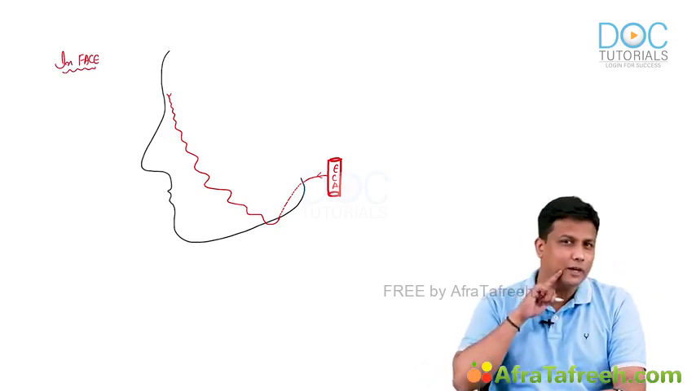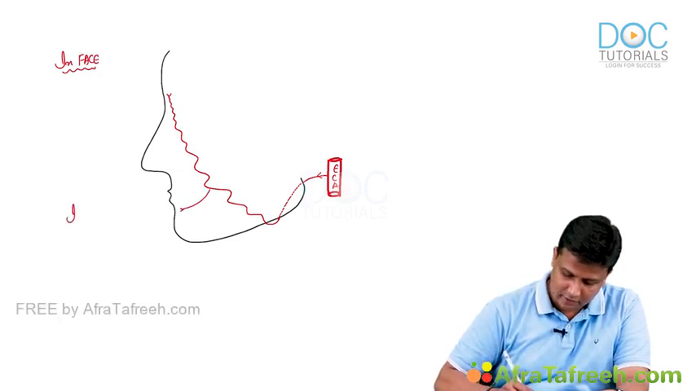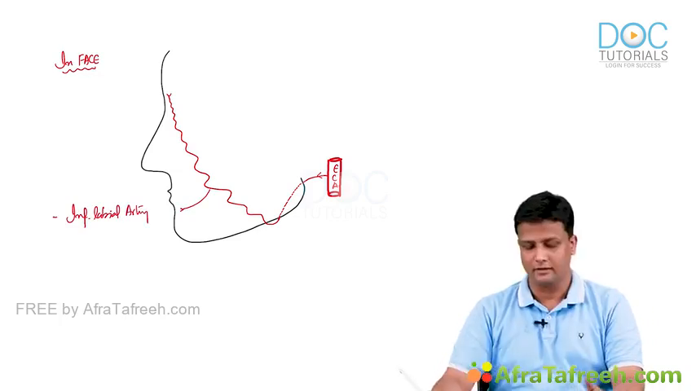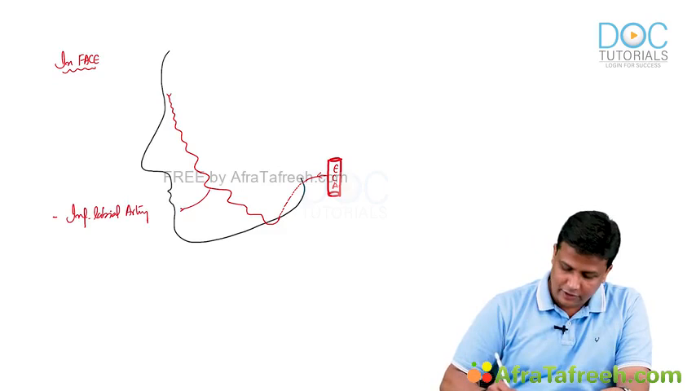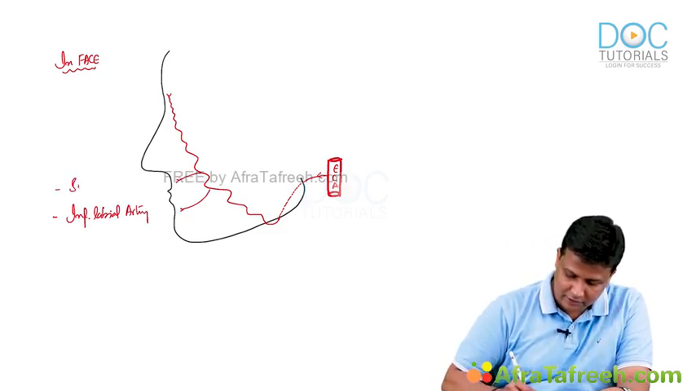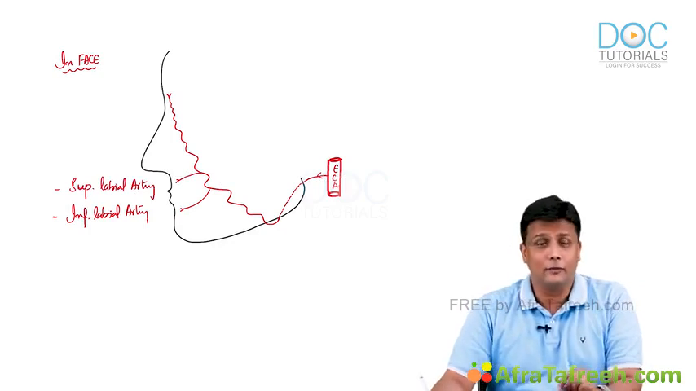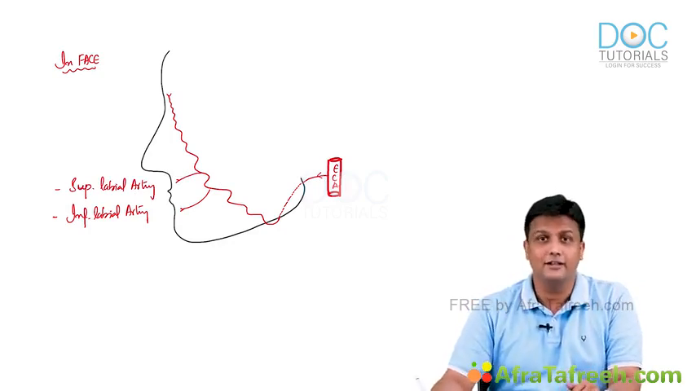Now while moving up obliquely over here, it will give one branch to the lower lip, and to the lower lip it will be the inferior labial artery. It's the inferior labial artery, number one. And then it will also give a branch to the upper lip, and that branch will be the superior labial artery. Superior labial artery, and that is what I told you just now. The superior labial artery is the one which is contributing to Little's area.